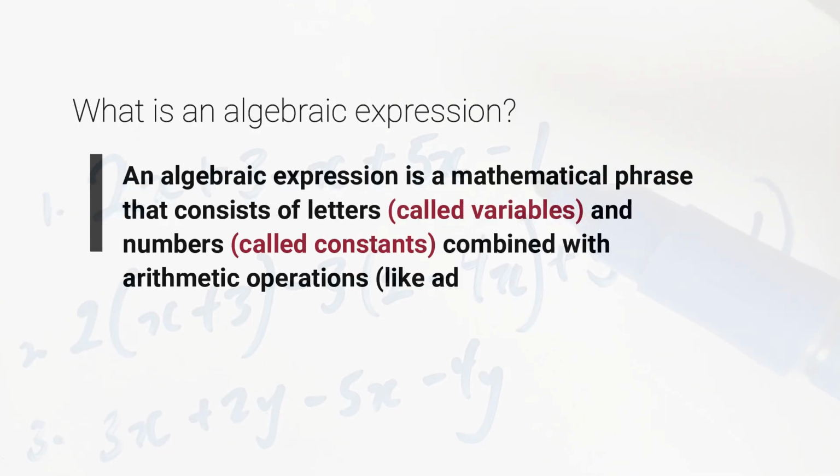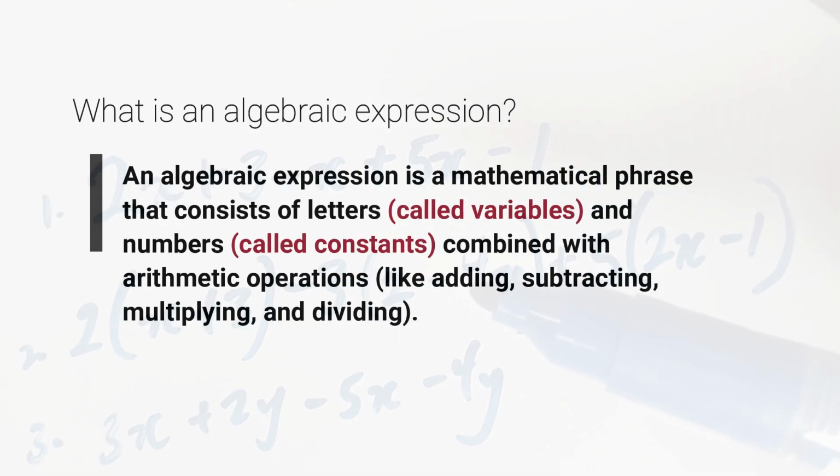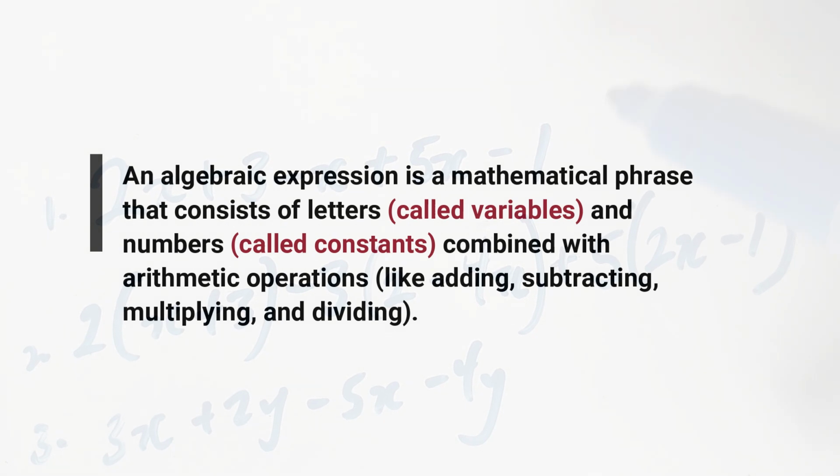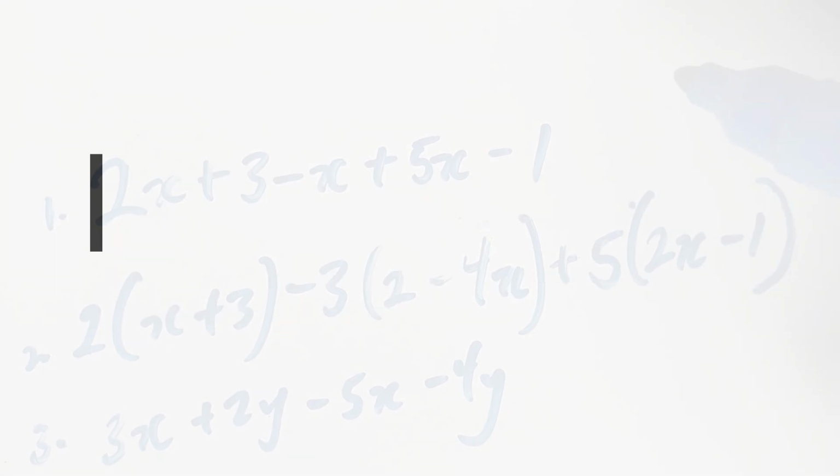What is an algebraic expression? An algebraic expression is a mathematical phrase that consists of letters called variables and numbers called constants combined with arithmetic operations like adding, subtracting, multiplying, and dividing. It may involve variables raised to different powers and can have terms, i.e. numbers and variables with different degrees.